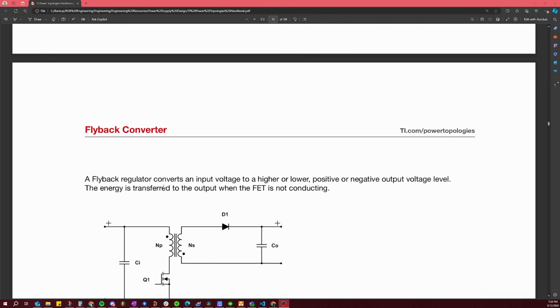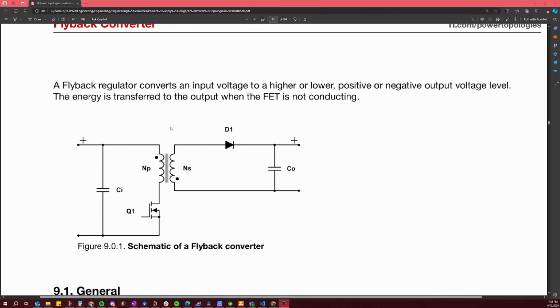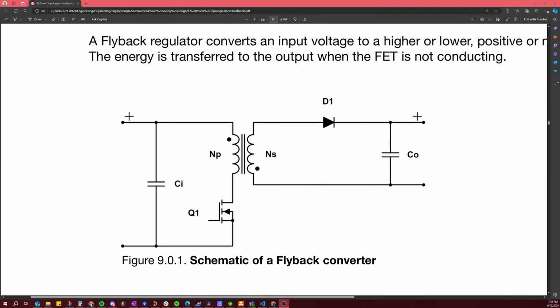So the first thing we want to do is open up TI's Power Topologies Handbook and navigate to the flyback converters section. Here, we will find a circuit diagram that shows what is referred to as the power stage of the flyback converter, which is essentially all of the components that do the heavy lifting and the work in order to convert one voltage to another voltage.